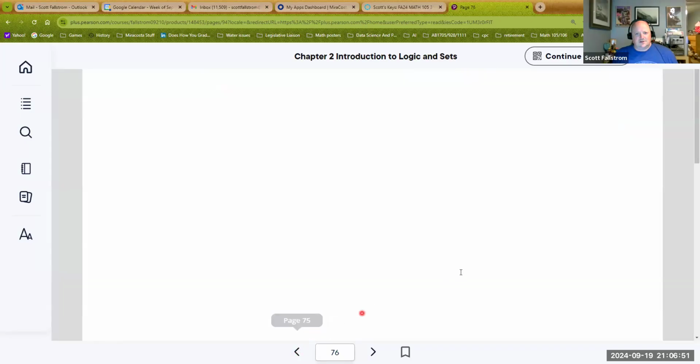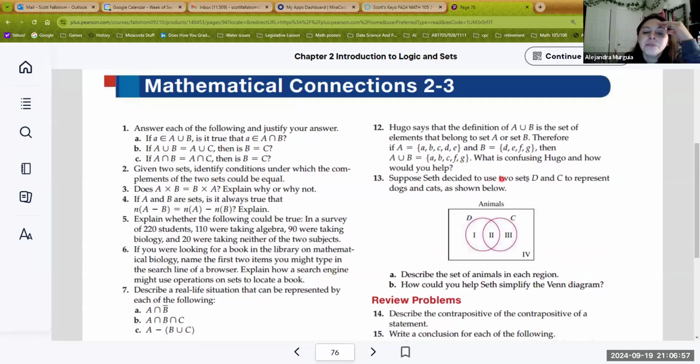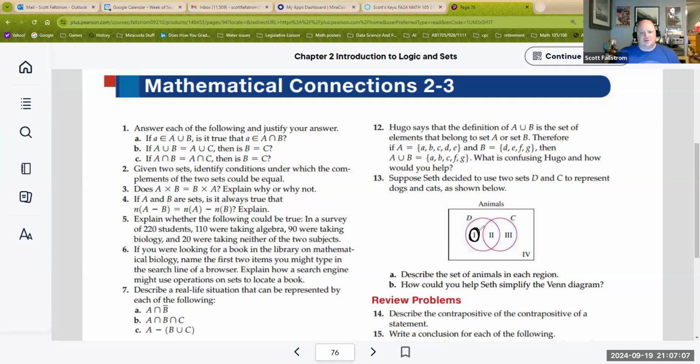So let's see. With the math connections, if you were looking at something like this, like Seth was deciding to use D and C to represent dogs and cats, right? What would this region represent? Oh wait, we had this question. This is your question from the homework. But now that you've gone through that other question, this one might look significantly easier.